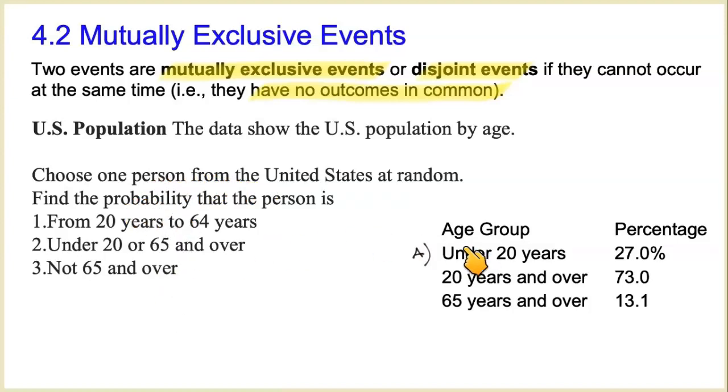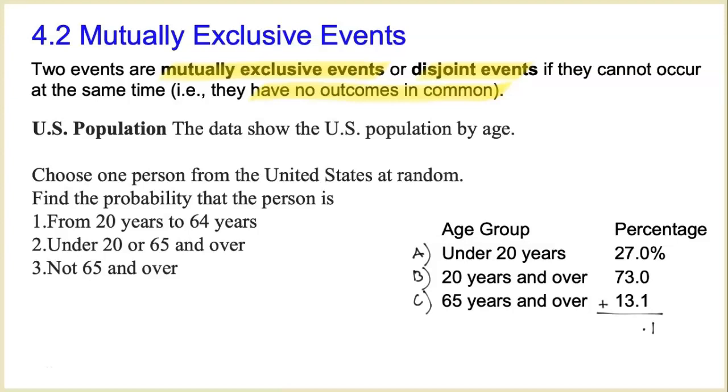Over here in this table, we have age groups and we have percentages. And these are our three different events we can look at. Event A is people who are under the age of 20, which is 27% of the population. Event B are people who are 20 years or older, which is 73% of the population. And event C, 65 years or older, which is 13.1% of the population.